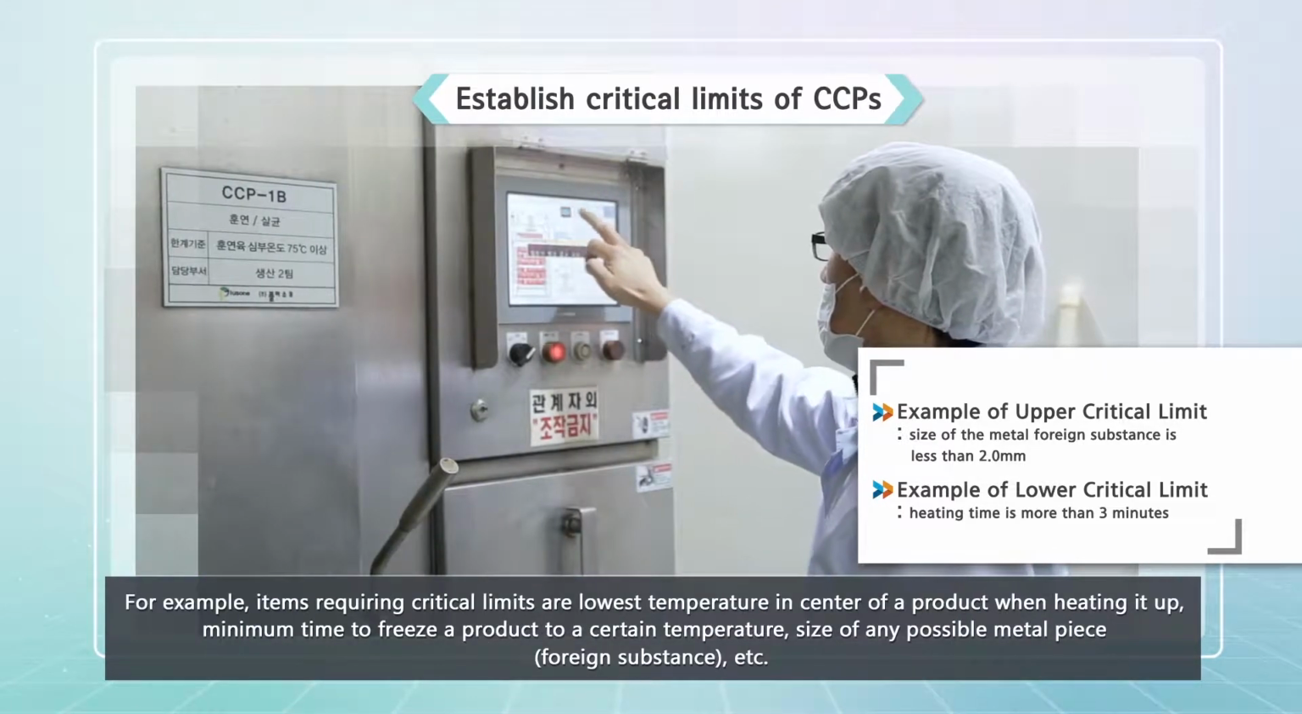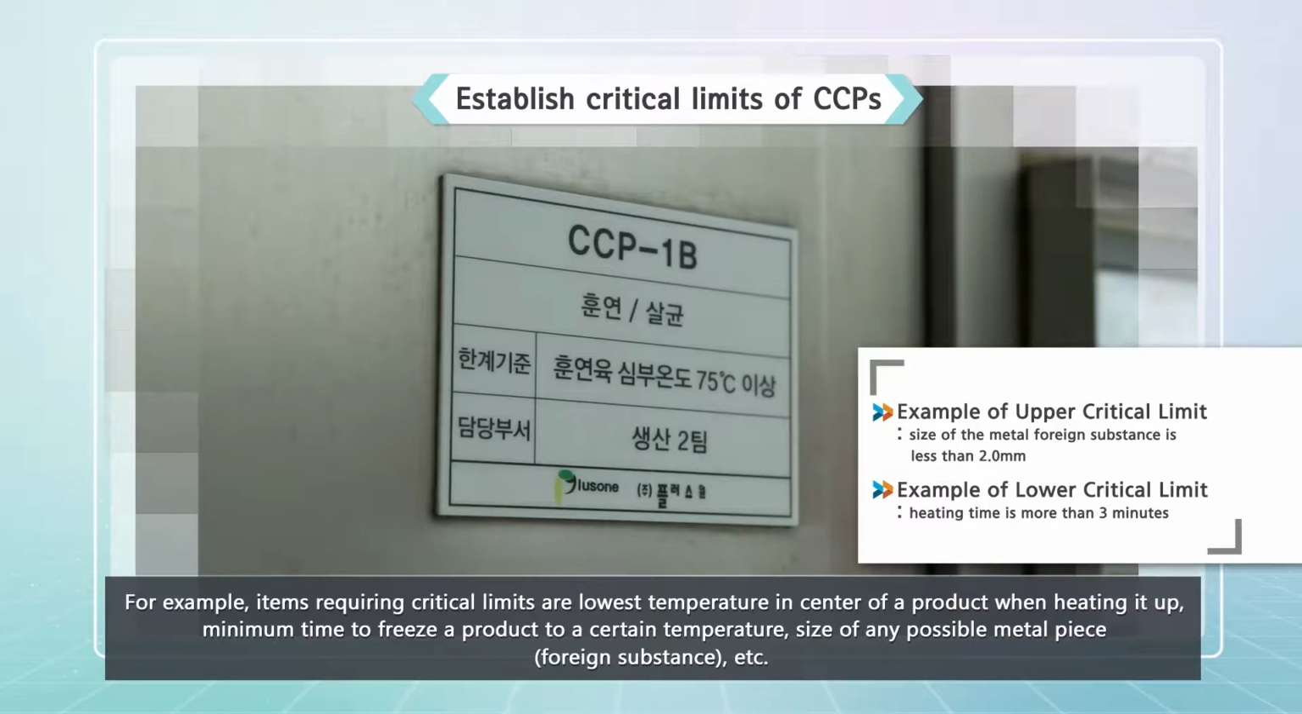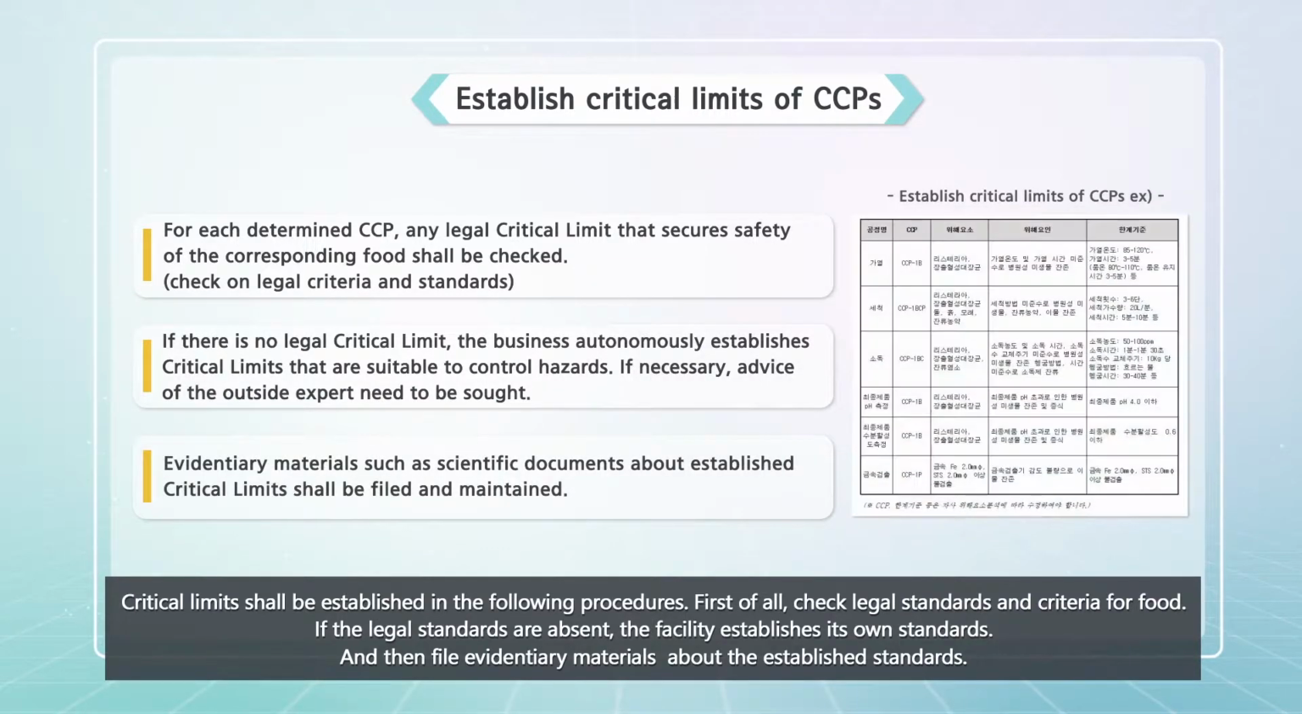For example, items requiring critical limits are the lowest temperature at the center of a product when heating it up, the minimum time to freeze a product to a certain temperature, the size of any possible metal piece, foreign substance, etc. Critical limits shall be established in the following procedures. First of all, check legal standards and criteria for food. If the legal standards are absent, the facility establishes its own standards, and then files evidentiary materials about the established standards.